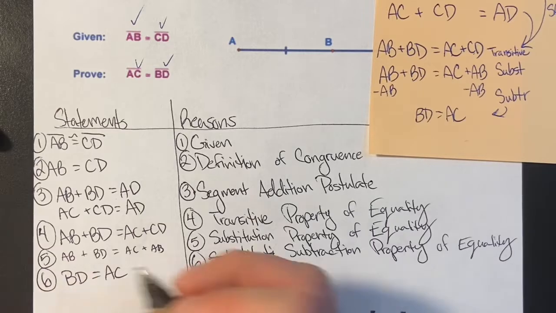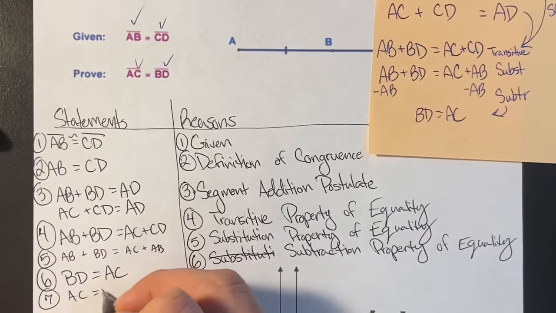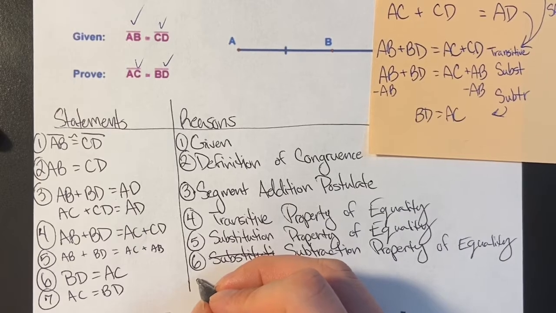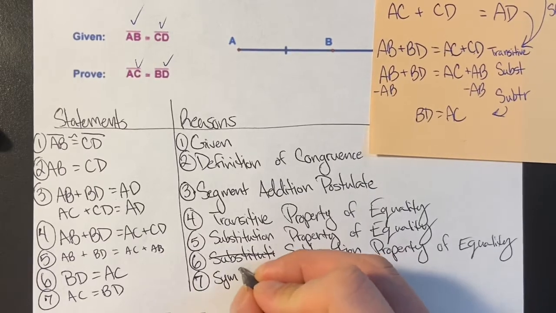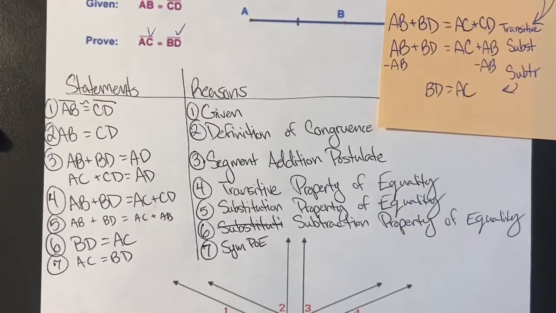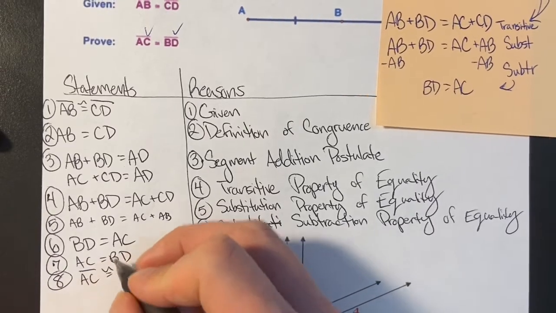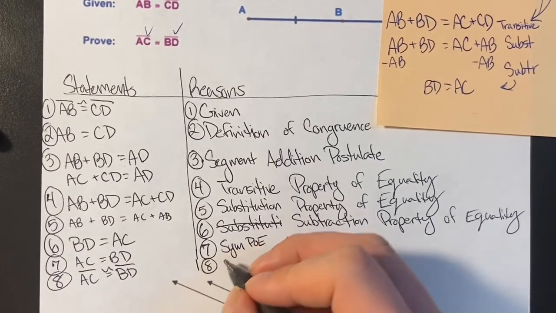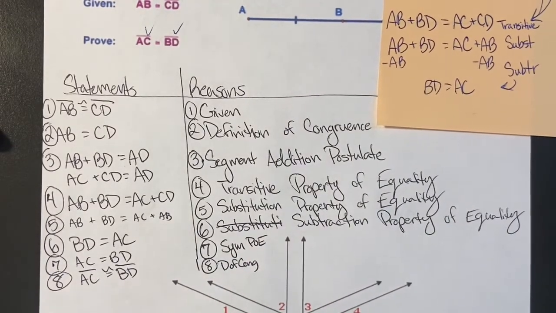Actually, I have to do 2 steps. Darn it. AC equals BD, and that's not the reflexive, symmetric property of equality. So what I'll do here is I'll put symmetric property, and then AC is congruent to BD, and that's the definition of congruence.